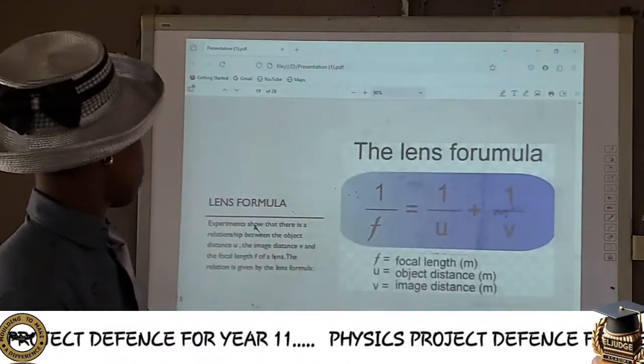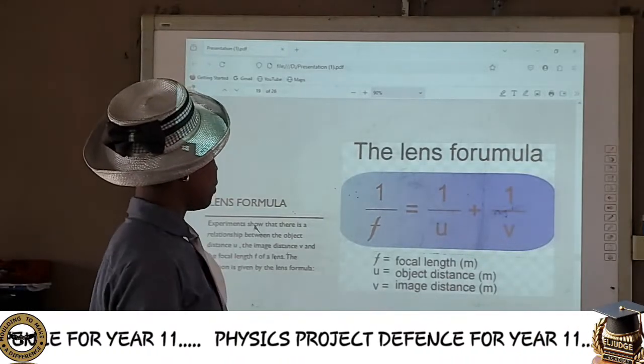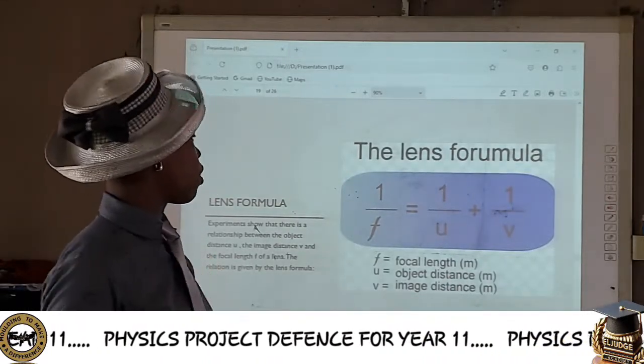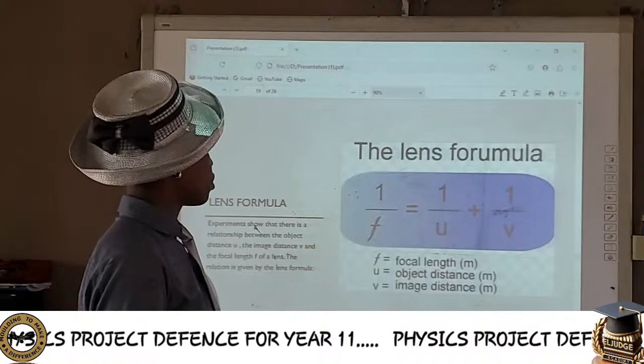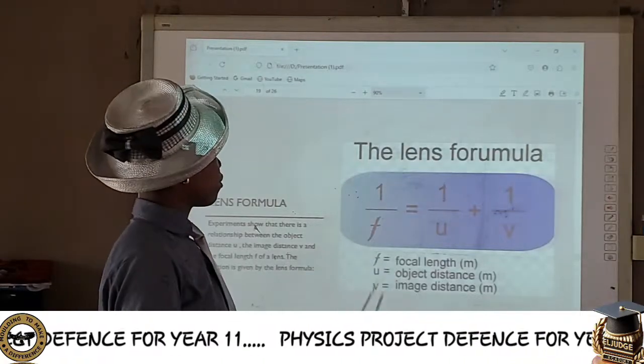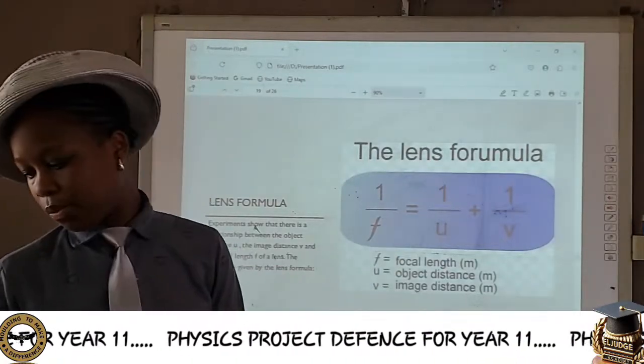Then we have the lens formula. So f is for focal length in meters, u is object distance, and v is for image distance, and they are all measured in meters. So 1 over f equals 1 over u plus 1 over v.